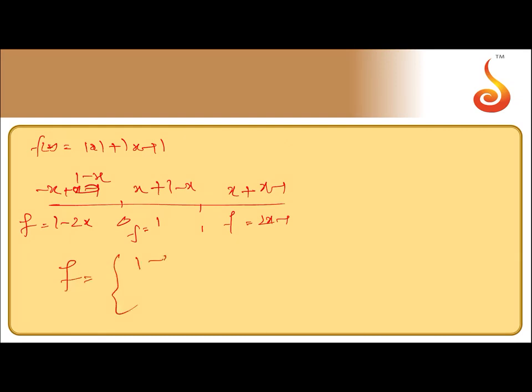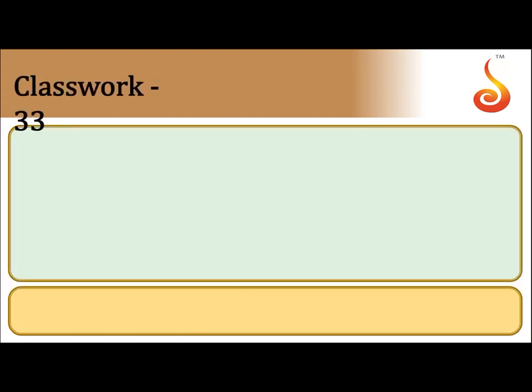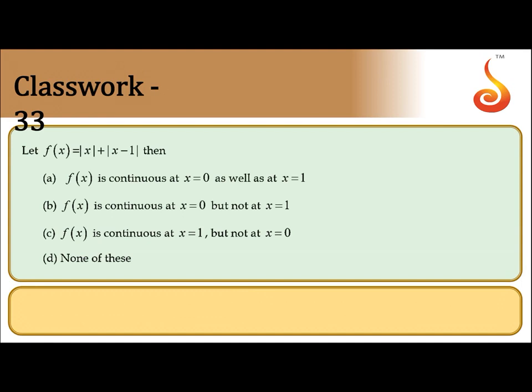So the function is equal to 1 minus 2x when x is less than 0, and is 1 when x lies between 0 and 1, and is 2x minus 1 when x is greater than or equal to 1. So clearly you can see that f of 0 minus is equal to 1 and is the same as f of 0 plus. At the same time, f of 1 minus is 2 minus 1, and that is equal to f of 1 plus. So it is continuous at point 0 and at point 1. So the answer for the problem is continuous at x equals 0 and at x equals 1.